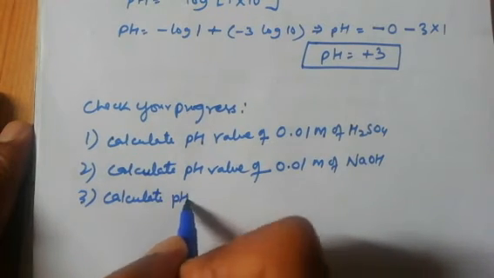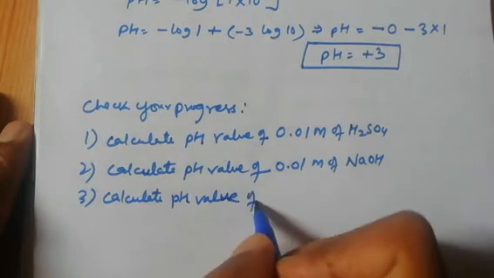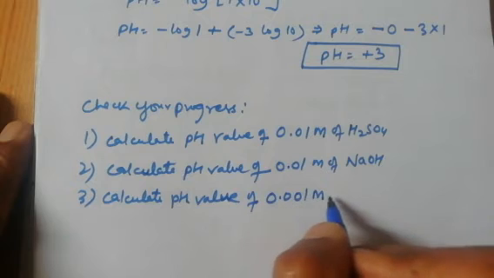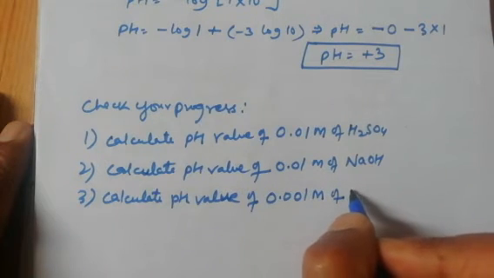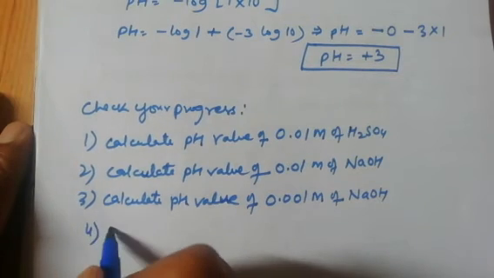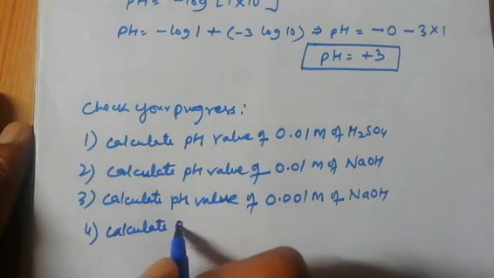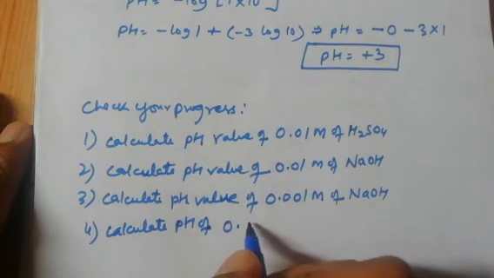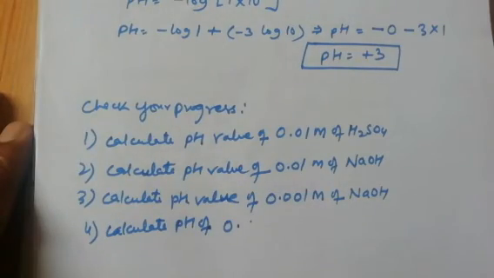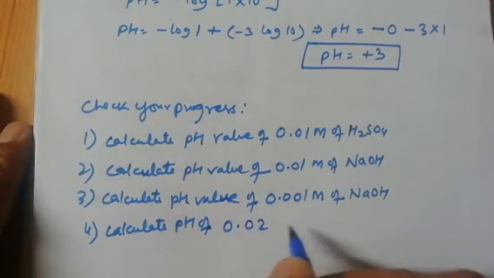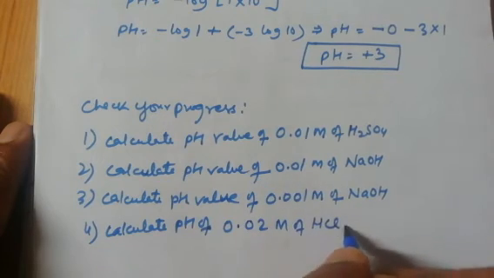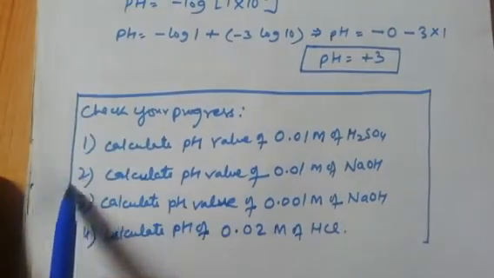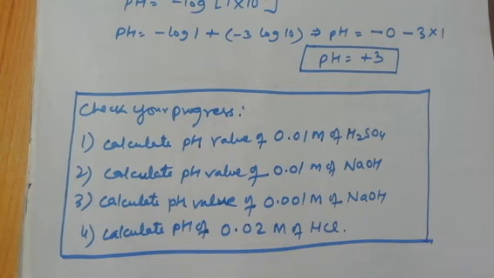Third, calculate the pH value of 0.001 mole of NaOH. Fourth, calculate the pH of 0.02 mole of HCl. So these four questions you need to do, my dear students. If you are not understanding, if you are not able to solve, you can ask me. Feel free to ask me.